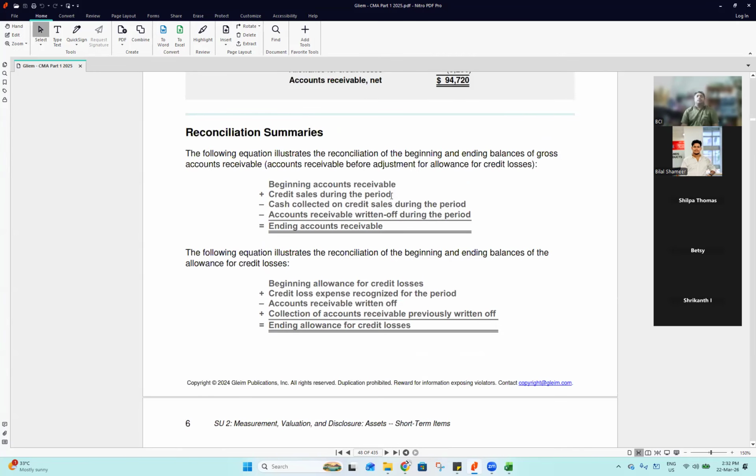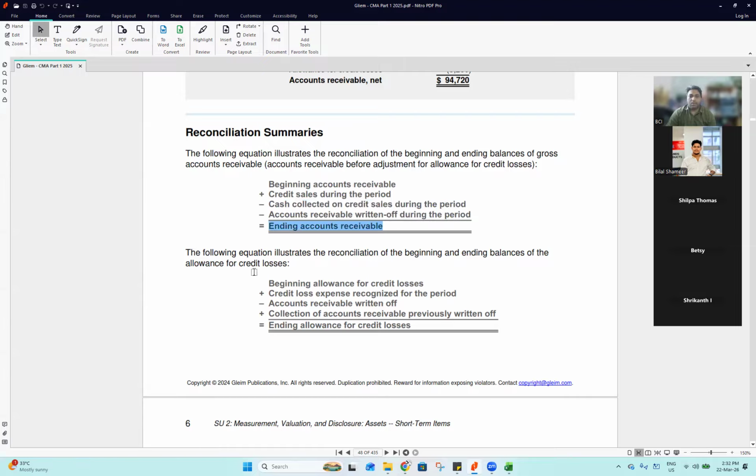Reconciliation summaries. The following equations illustrate the reconciliation for the beginning and ending balance of gross accounts receivable. We take beginning accounts receivable plus credit sales during the period, minus cash collection on the credit sales, minus accounts receivable write-off during the period, which will give you ending accounts receivable. Clear?